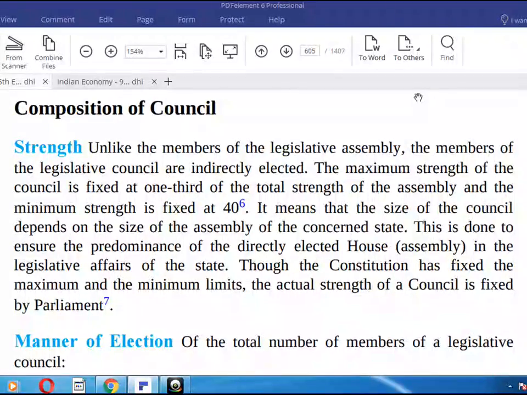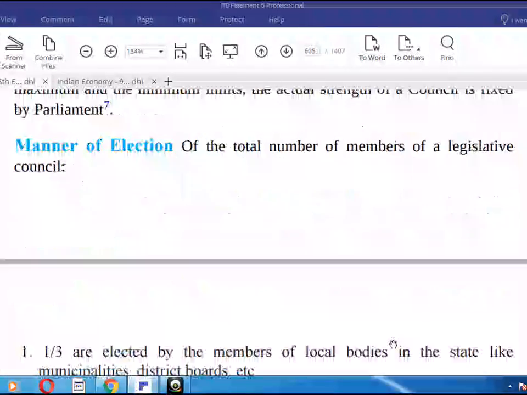This is done to ensure the predominance of the directly elected house in the legislative affairs of the state. Though the Constitution has fixed the maximum and minimum limits, the actual strength of a council is fixed by Parliament.